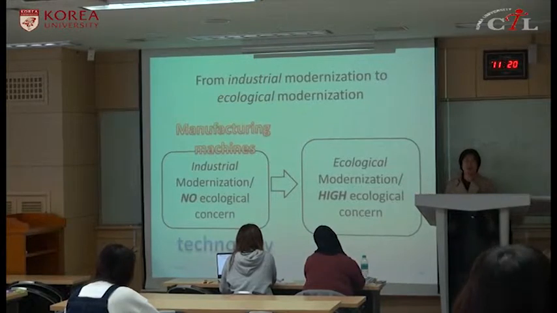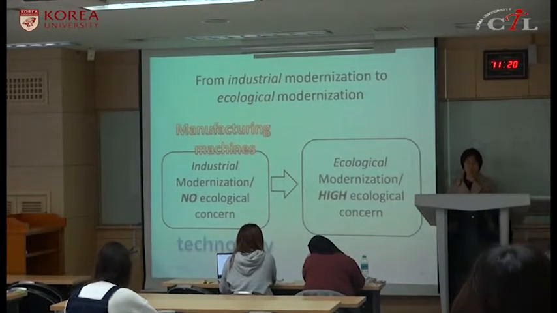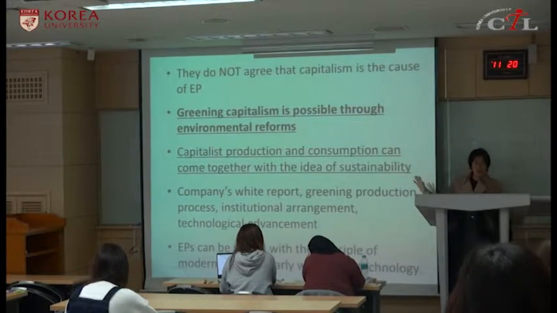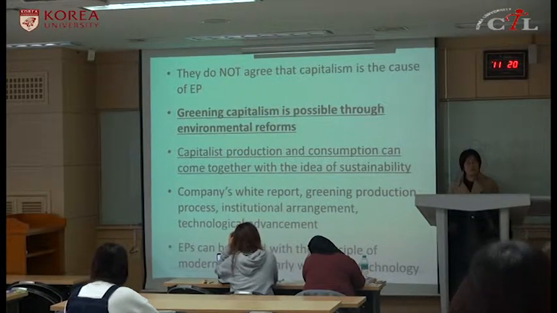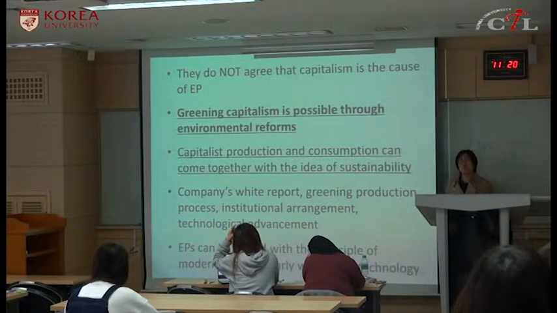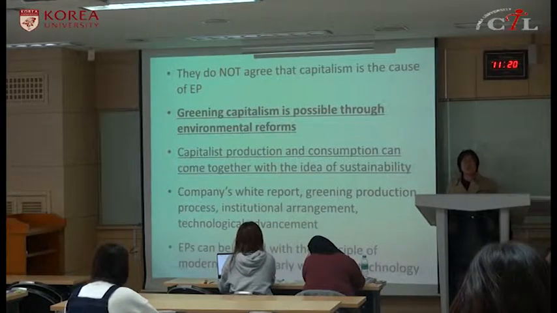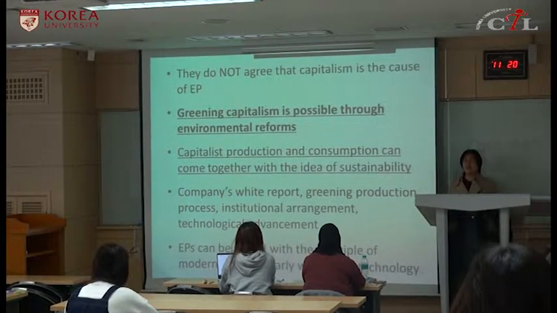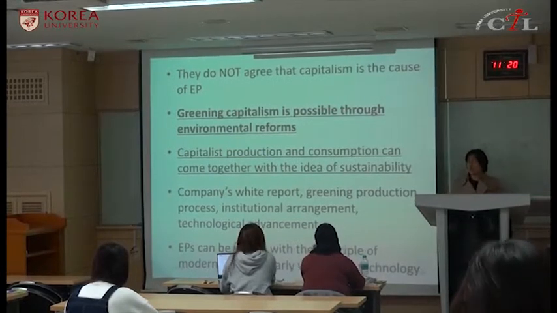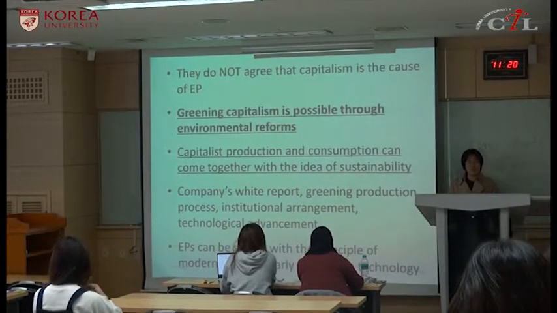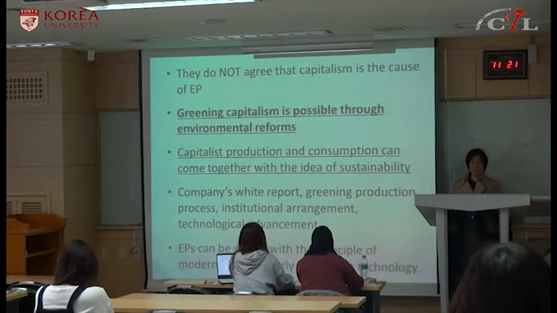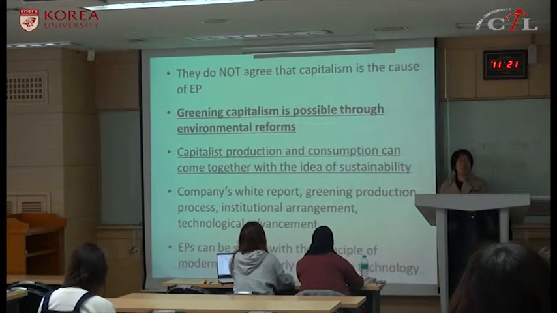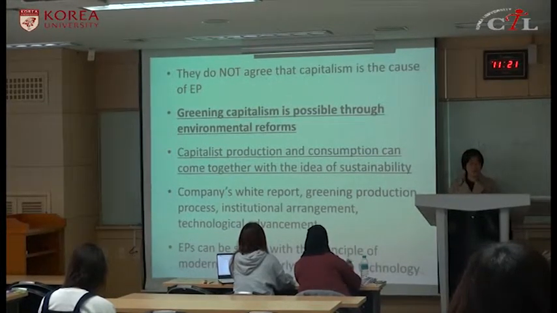And they say it's possible. We can keep producing and we can conserve the natural environment. So they say capitalism is also okay. It can be greened through environmental reforms. Environmental reforms come with environmental policy. So the government, the capitalists, the producers, and civil society can come all together to conserve nature and also to make benefits, to make money. And it's all possible. If you have a good environmental policy with good environmental reform programs, you can keep continuing your industrialization project, and also you can conserve the natural environment.